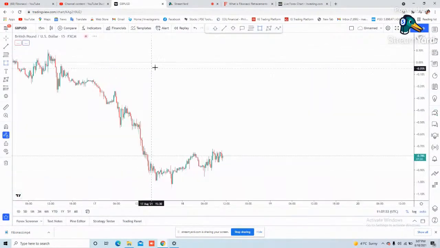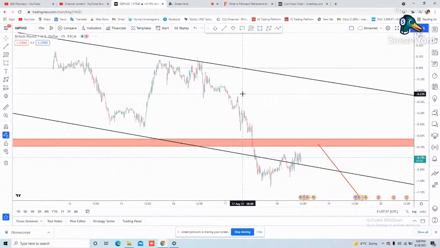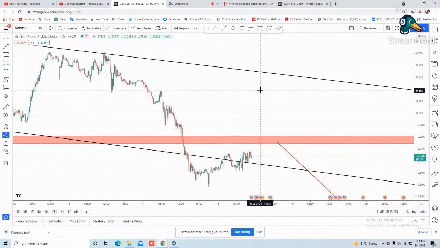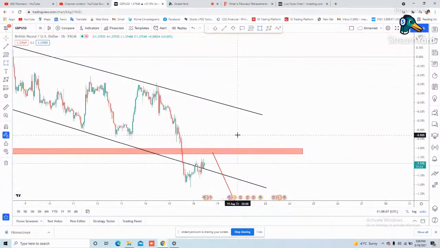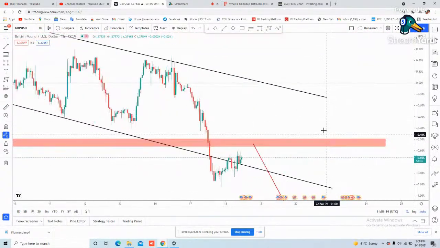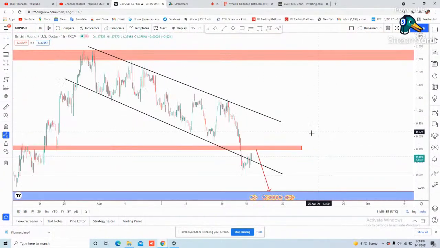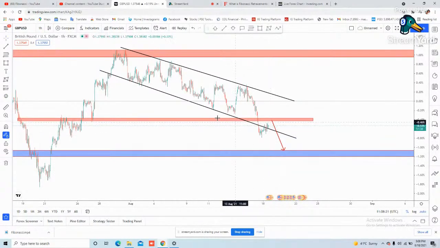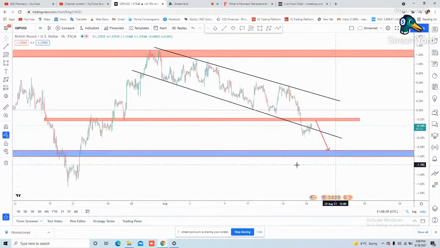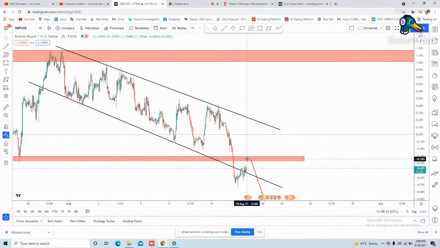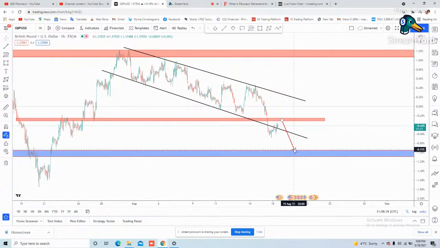GBP USD. One hour time frame GBP USD. Here we wait for the reaction in here. This resistance level, if there is any rejection in this area, I might go short for this. If we see any rejection candle in here, the price may goes down deeper as the USD going stronger against GBP.